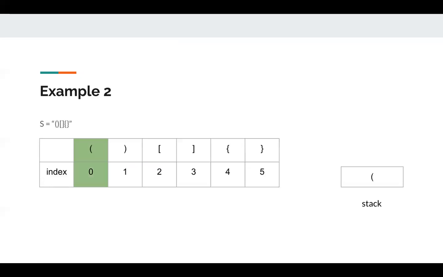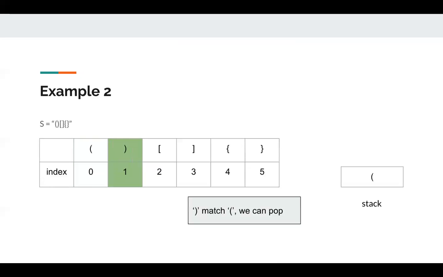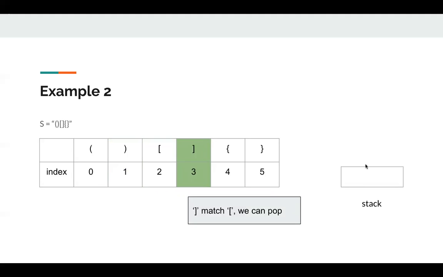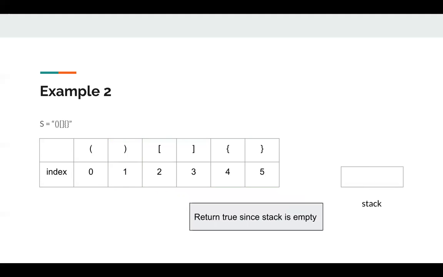For the second example, for each open bracket, when we meet a closing bracket which matches the top element in the stack, we can always consume it. At last, we finish iterating the original string, and the stack is also empty, so we also return true.